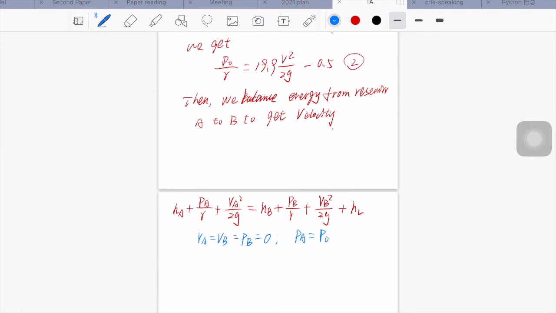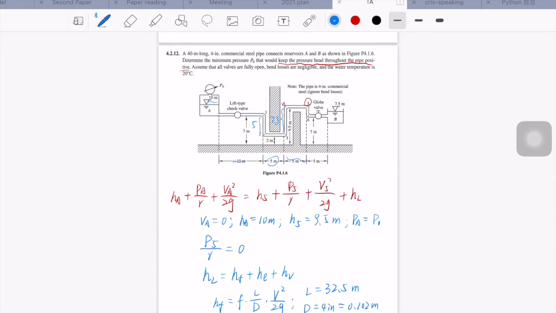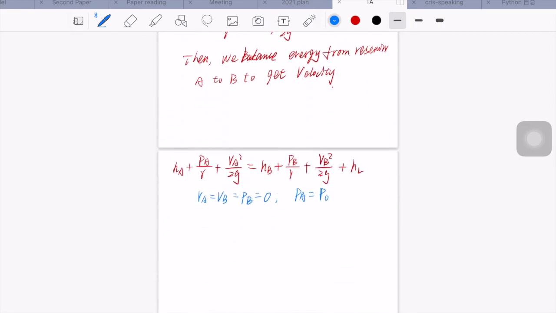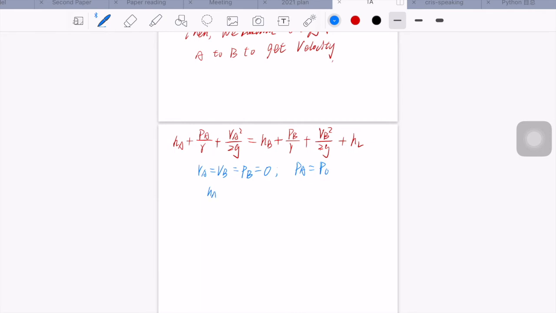And from the figure we know that HA equals 10 meter and HB equals 7.5 meter, and the head loss equals friction loss plus entrance loss plus Valve1 loss plus Valve2 loss plus exit loss.